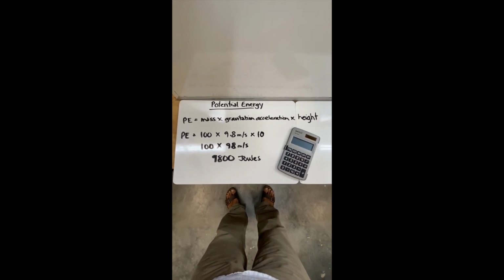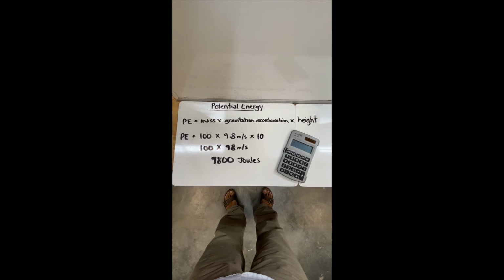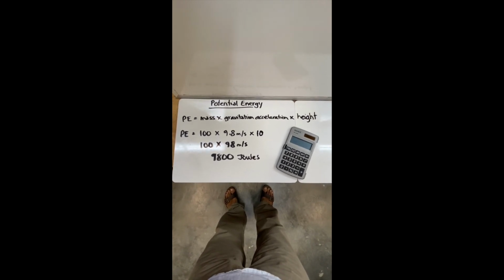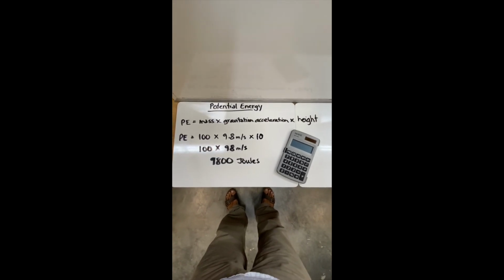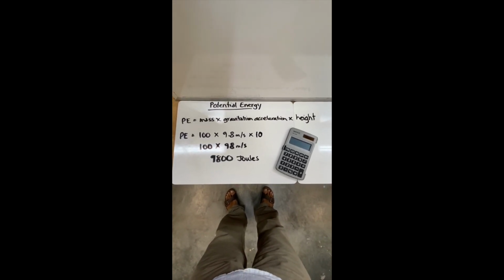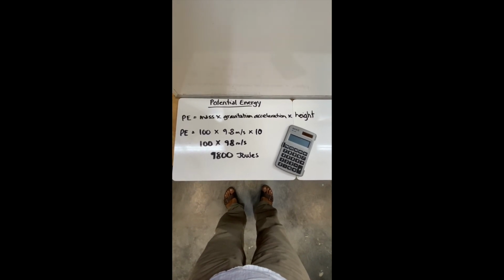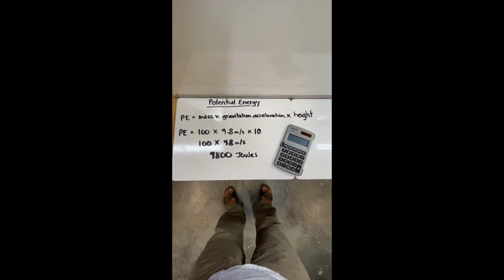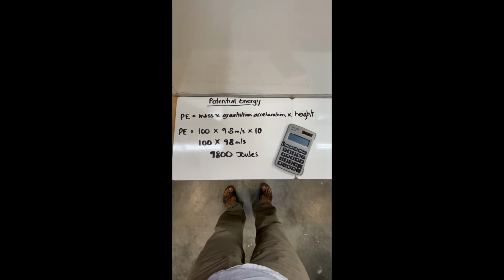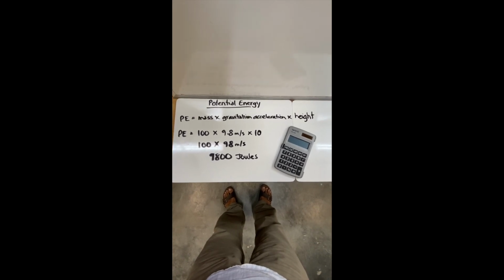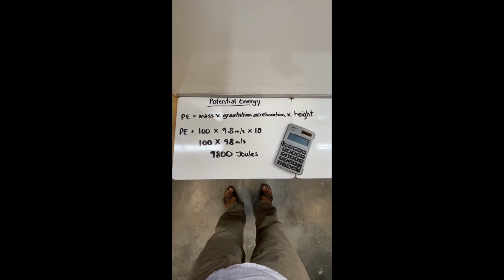So when physicists do this, potential energy is the mass. Remember, that's kind of like how dense something is. In this case, we can say it's how much something weighs, times gravitational acceleration. That's a physics constant that is just always the way it is on Earth. It would change if we were on the moon or on Mars or out in space. And then times height, how high the object is suspended above the ground.